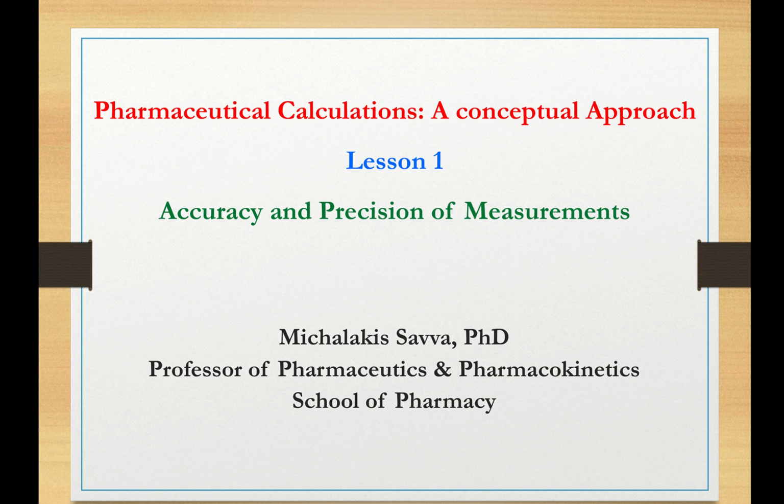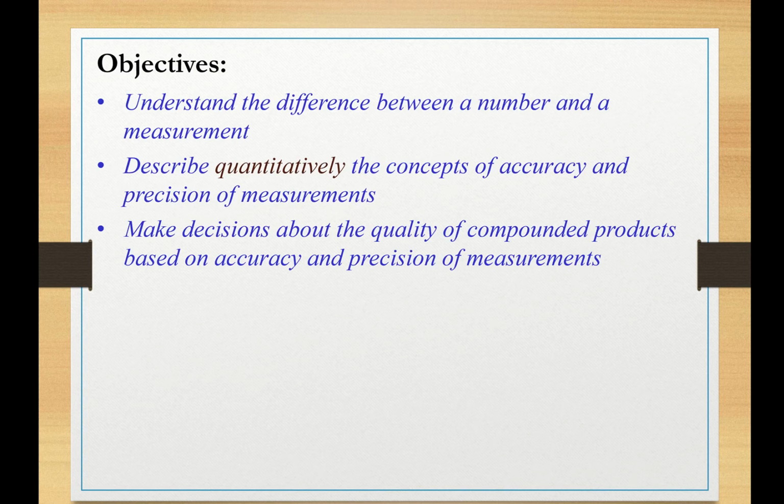Welcome to Pharmaceutical Calculations, a Conceptual Approach, lesson 1, accuracy and precision of measurements. We have three objectives to cover in this lecture. The first one is the basic characteristics of measurement. The second one is to describe quantitatively the concepts of accuracy and precision of measurements and use these concepts to accept or reject compounded products with respect to drug dose.